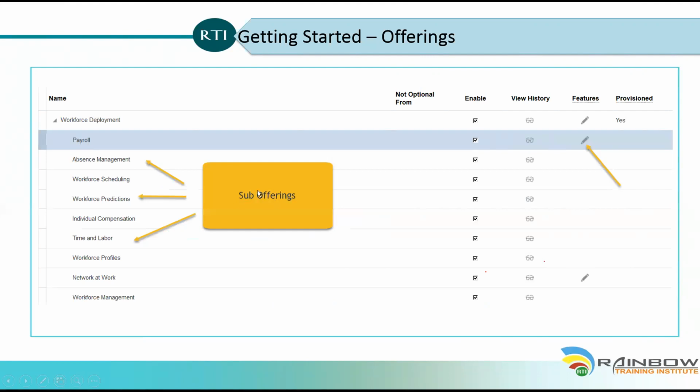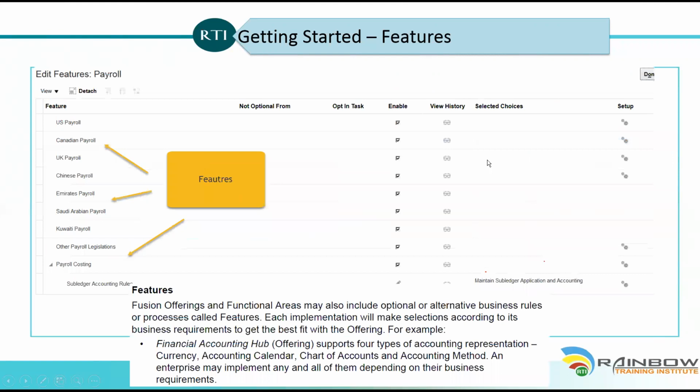Okay, and every offering or sub offering will have some features. Example, payroll. Payroll has some features: Canada payroll, UK payroll, Chinese payroll.